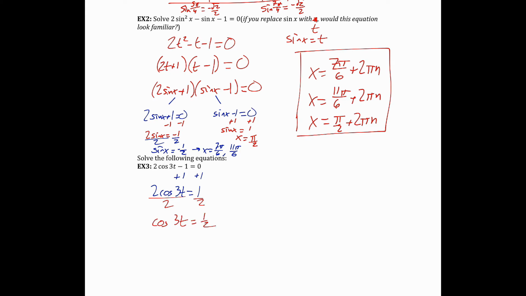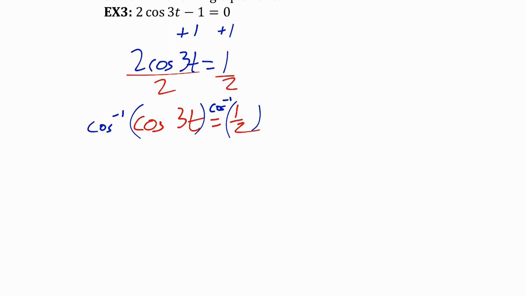Now, one thing I've kind of glossed over on the previous couple of problems is technically to get rid of the cosine on that left side, we're going to have to do the inverse cosine on both sides. Now I'm going to rewrite this. So inverse cosine and cosine cancel out. Let me also zoom in on this. On this side, we're just left with 3t. On the right side, we have the inverse cosine of 1/2. So 3t equals the inverse cosine.